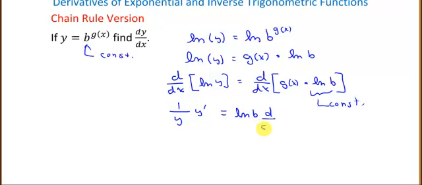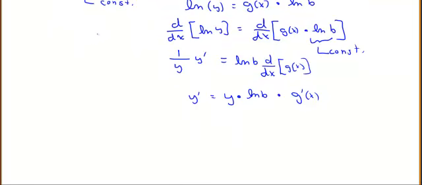And I'm just left with the derivative with respect to x of g of x. And that would be just g prime of x. So y prime is going to be y times the natural log of b times g prime of x. And remember, y was b to the g of x, so this would be dy dx, which is y prime, is equal to b to the g of x times the natural log of b times g prime of x.